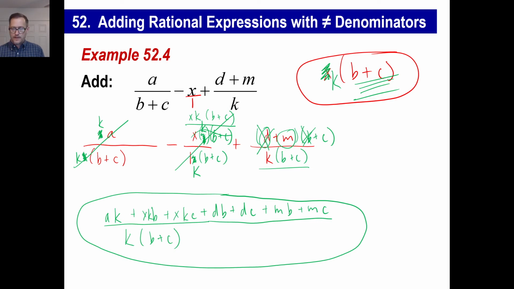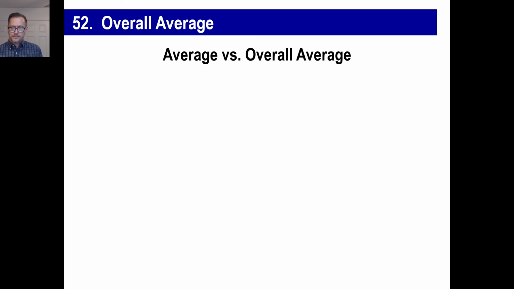Let's look at the second half. Not too much algebra here. This is called average versus overall average. You know how to find the average, right? Let's say you have 10 quizzes, and you add all the points you made, and then you get a total, then you divide by 10 to find your average, right? That's how you find it.